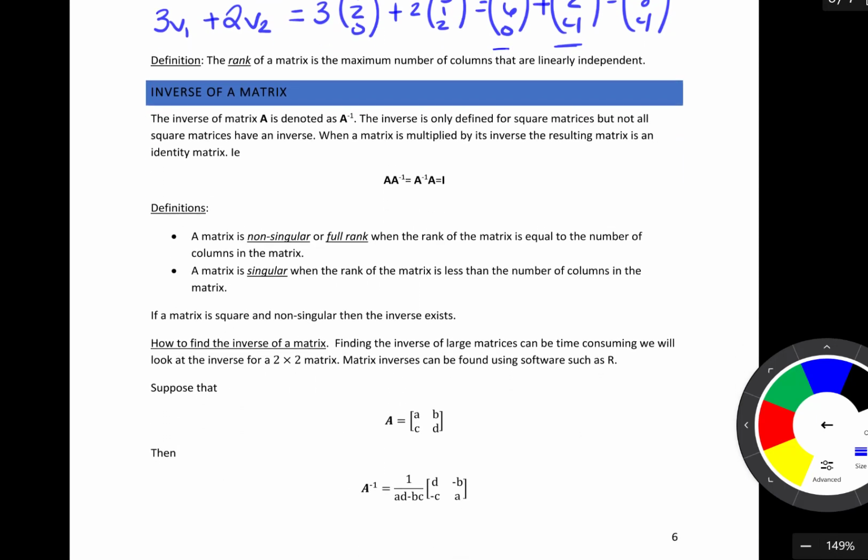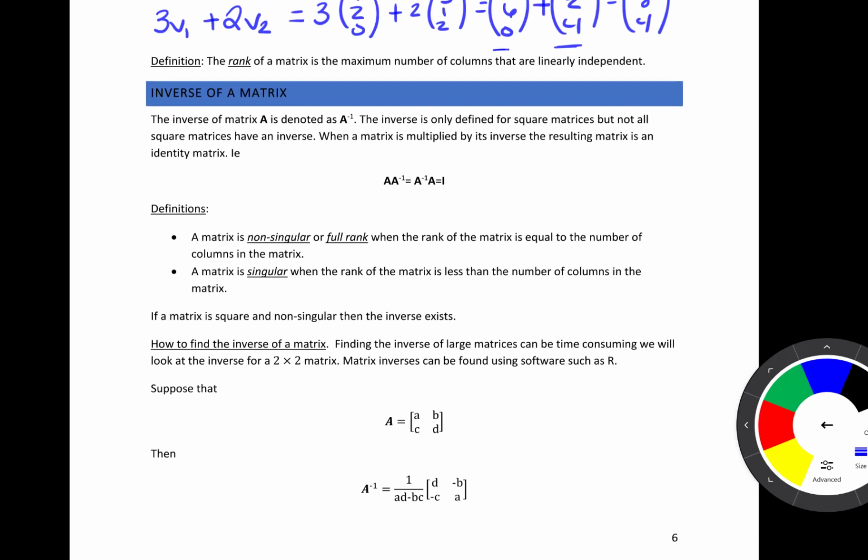All right, our last topic we need to talk about here is what we call the inverse of a matrix. The inverse of matrix A is denoted as follows. The inverse is only defined for square matrices, but not all square matrices will have an inverse. When a matrix is multiplied by its inverse, the resulting matrix is the identity matrix. So we get this property right here.